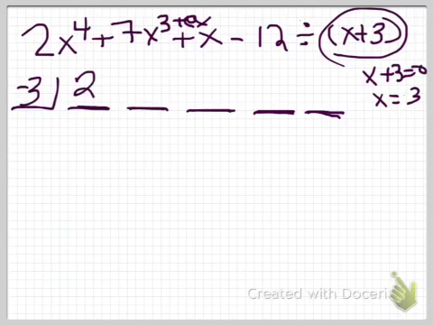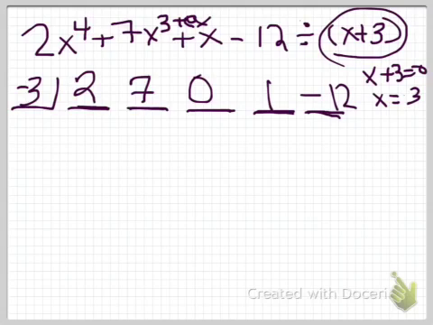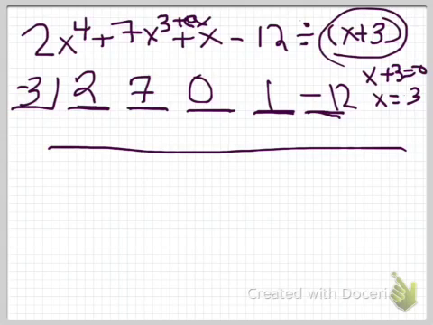So this is going to be a 2 here, a 7, and since I don't have a squared term, I'm going to put a 0 placeholder. Then for my 1st degree, that's a 1, and then a negative 12 for my constant. And then again, this is not very mathy, but for me personally, I put my line, what I call my line of no return. If I write a number below that line, I'm going to multiply that number. If I write a number above that line, I'm going to add.